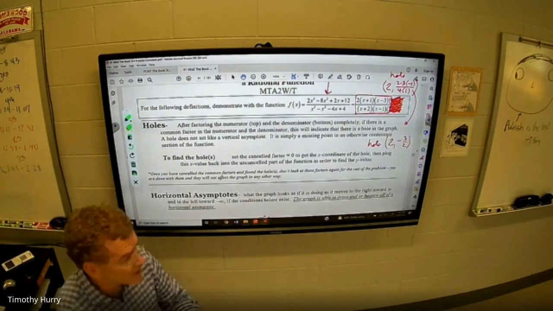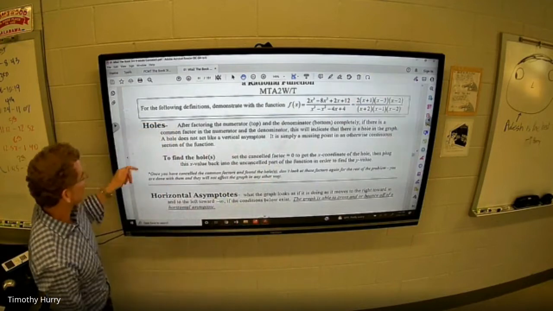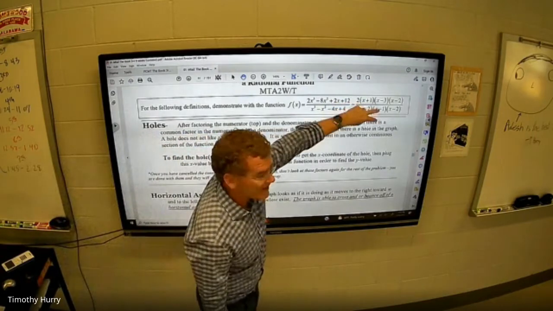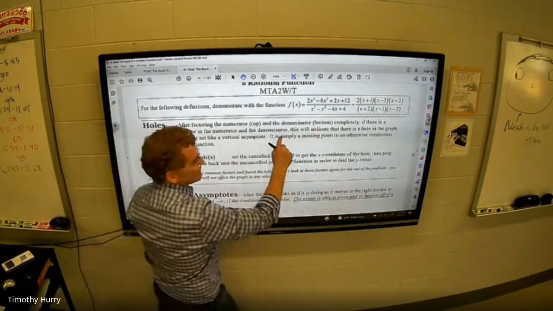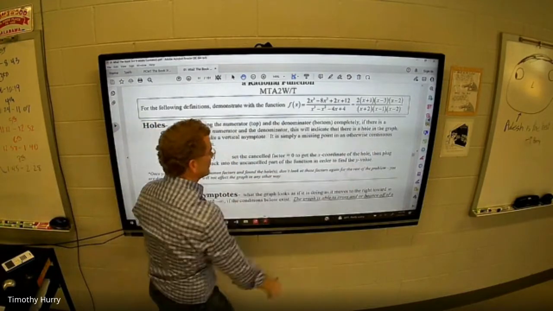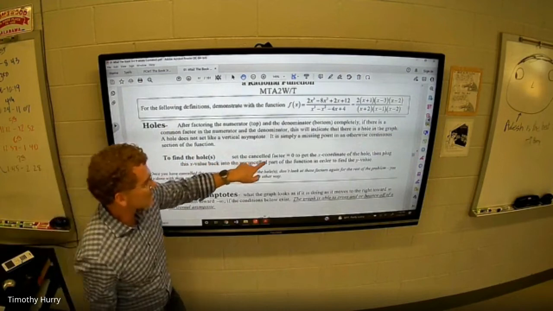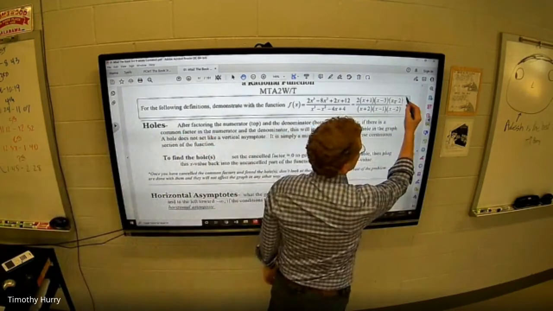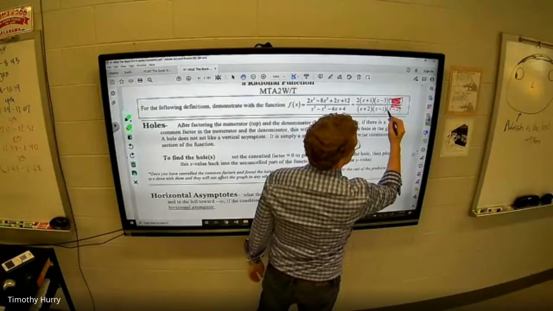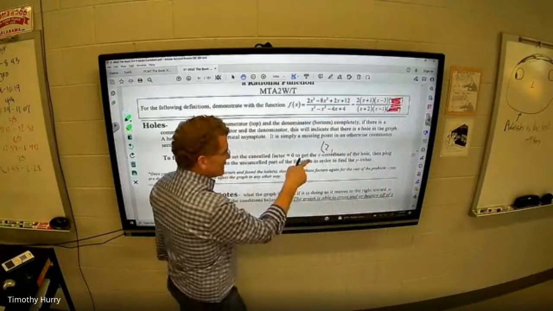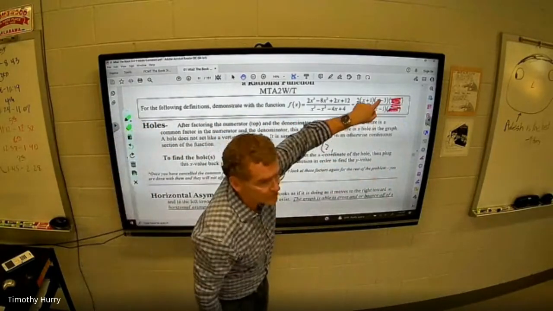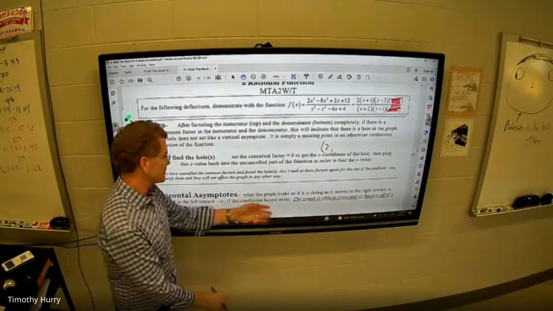But if you have a need to go back and look, right here, holes. After factoring the numerator and the denominator, if there is a common factor, this will indicate there's a hole. A hole does not act like a vertical asymptote. It's just a missing point. How do you find the hole? Set the cancel factor equal to 0. If I set that equal to 0, I get a 2. So set the cancel factor equal to 0 to get this. Then to get the x coordinate, plug the x value back into the uncanceled part. So I'm giving you good notes if you forget that kind of stuff.